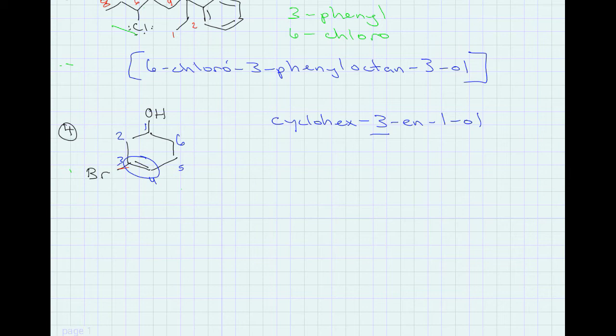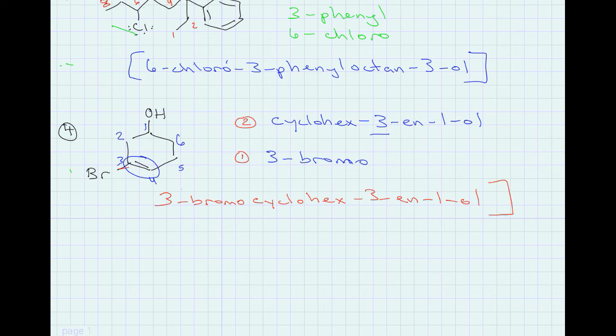So what else do we have in the molecule? Well, we only have one other substituent, which is a 3-bromo group. If we put all these things together, I'll write this out in red, the final answer will be, we'll start with this part as our first part, and this will be the second part of our name. So it's going to be 3-bromocyclohex-3-en-1-ol. And this is the final name of our compound.